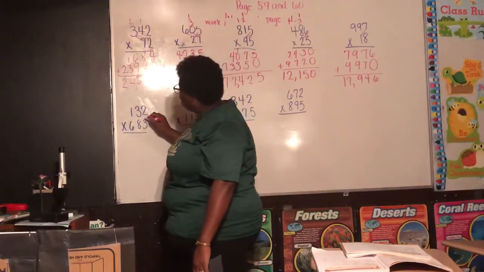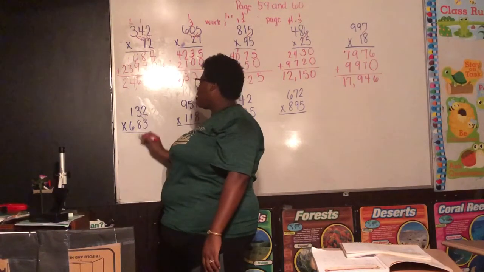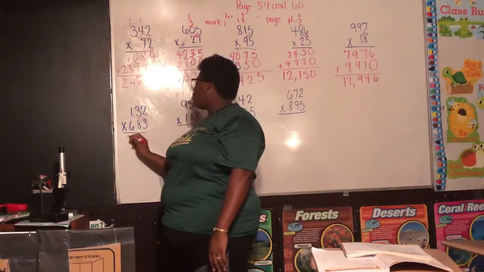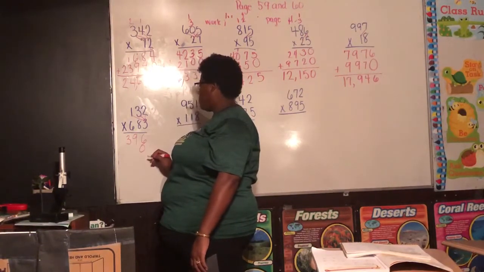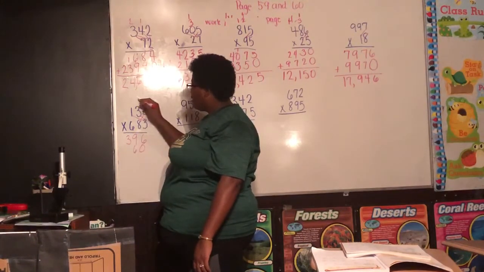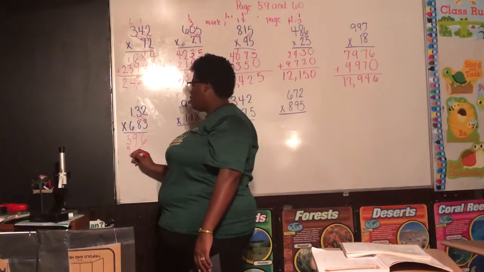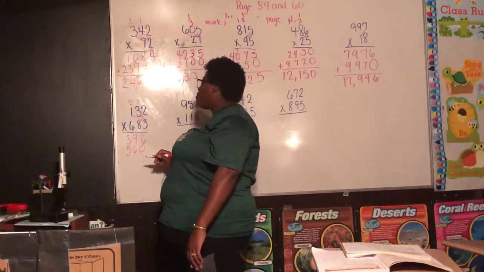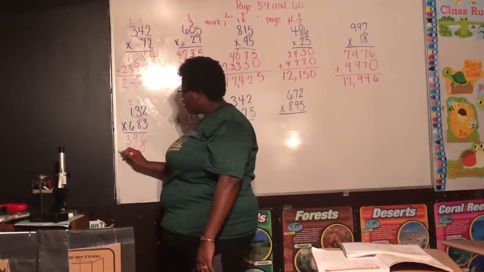So let's start regular. 3 times 2 is 6. 3 times 3 is 9. 3 times 1 is 3. Put your 0. Same thing. Now we can do 8. 8 times 2 is 16. Carry the 1. 8 times 3 is 24. Plus 1 more is 25. 8 times 1 is 8. Plus 2 more is 10.